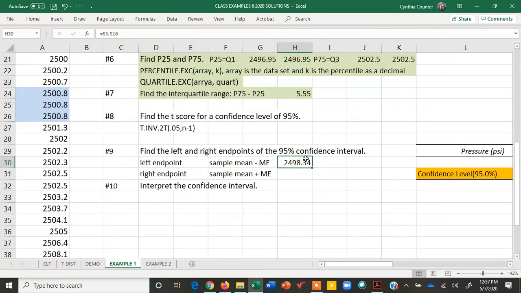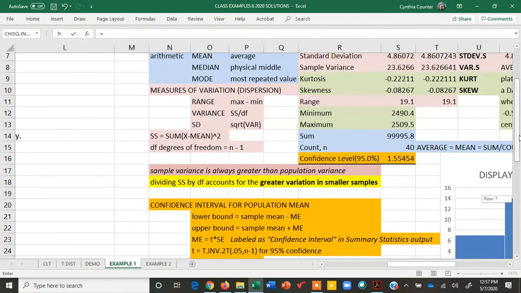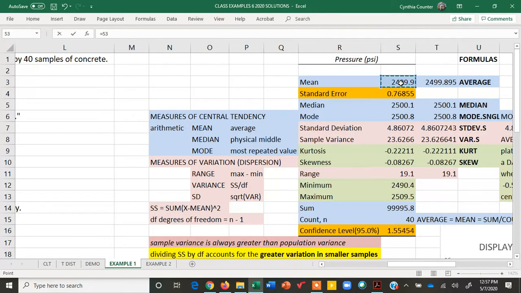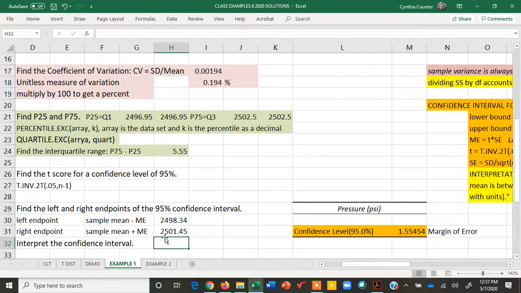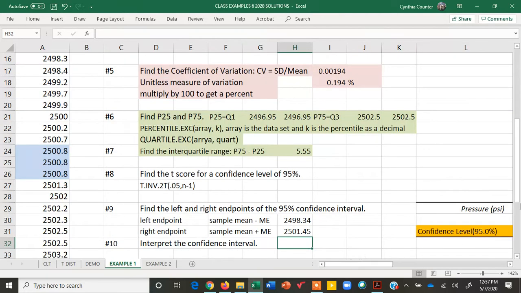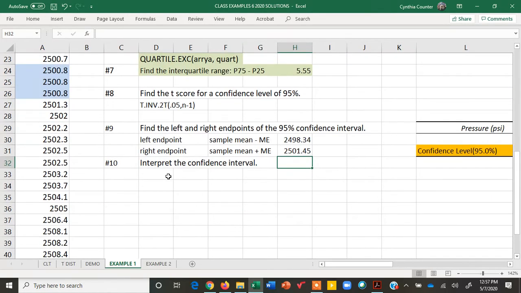So we see up here sample mean minus margin of error, and we get the left endpoint, 2498.34. Now we do want to keep this to 2 decimal places because our original data has 1 and we can go 1 more decimal place beyond our original data. Then to get the right endpoint, we'd add the margin of error to the sample mean. So sample mean plus margin of error, and here is the right endpoint, 2501.45.